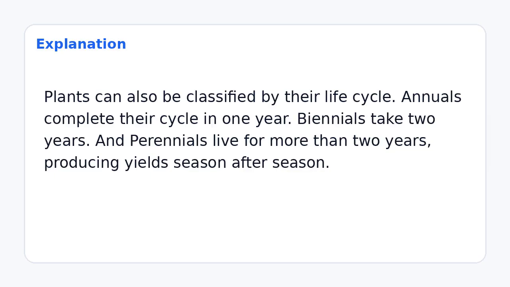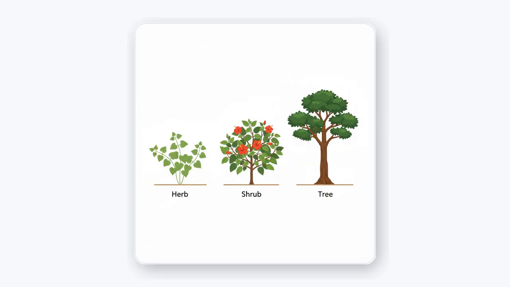Plants can also be classified by their life cycle. Annuals complete their cycle in 1 year. Biannuals take 2 years, and perennials live for more than 2 years, producing yields season after season. Finally, we classify plants by size. Herbs are small plants with soft stems. Shrubs are medium-sized and woody. Trees are large plants with a single woody trunk.